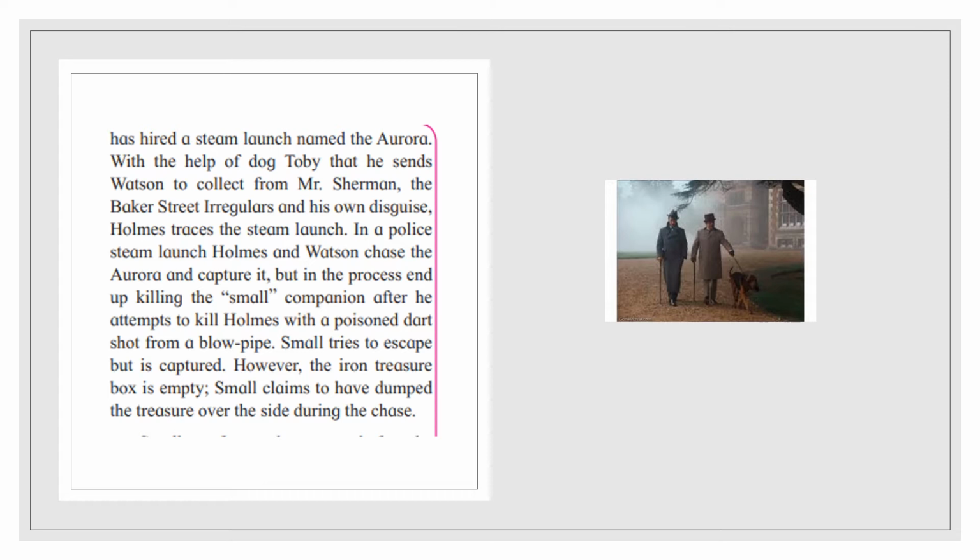In a police steam launch, Holmes and Watson chase the Aurora and capture it. But in the process, they end up killing the pygmy who was the companion of Jonathan Small. After that, Small tries to escape but is captured. However, the iron treasure box is empty. Jonathan Small claims to have dumped the treasure over the side during the chase.